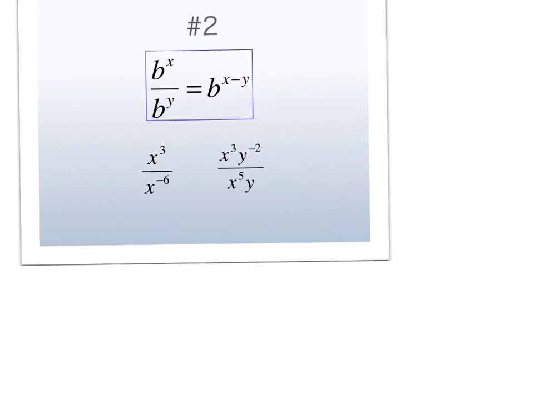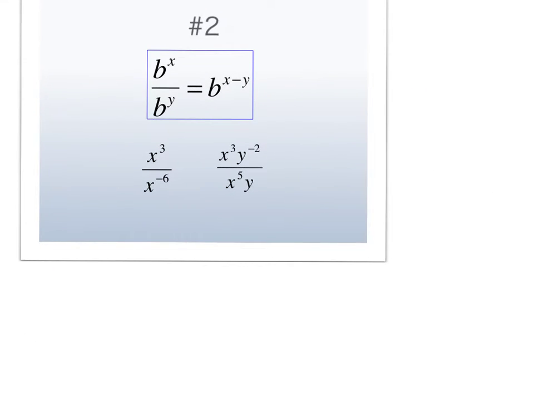So if we slide this out of our way, we have a little more room. Down here, we're going to have x cubed divided by x to the negative 6, so we can subtract negative 6. You know that's going to end up as x to the 9th if we make this a plus positive. So that gives you that first one.